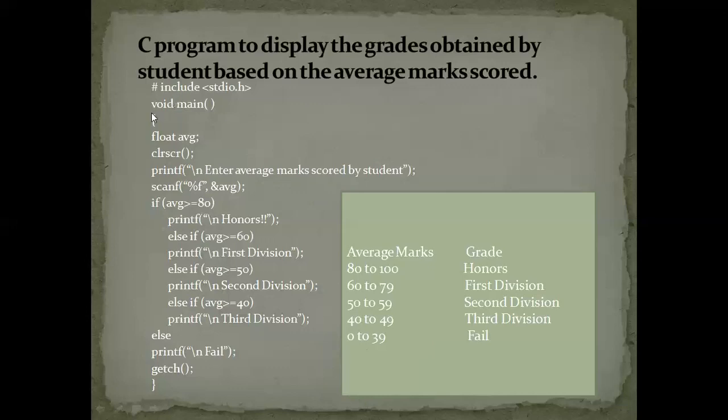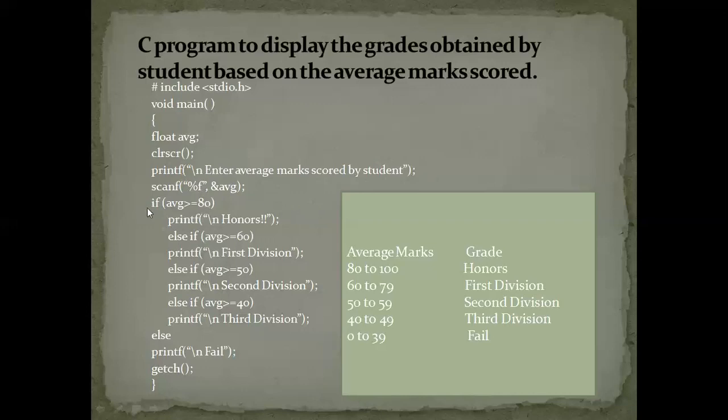This is a header file. Program execution starts from main, and I have taken average as float. Why have I taken float here? Because if the student gets, for example, 72.5, I cannot use integer as a data type. I am supposed to use float. Then next, this is clear screen. Printf: enter average marks scored by the student. I am supposed to read the average marks.